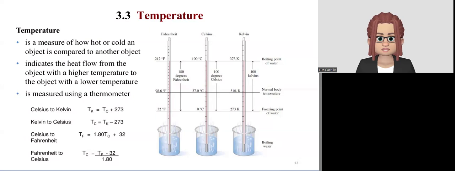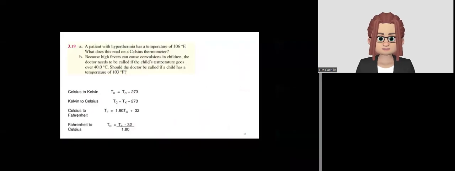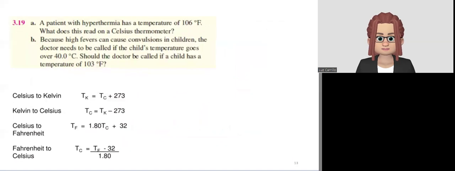Instead of doing temperature conversions by stating a particular value for a measurement and then changing it to another one, I'm going to do application problems. Let's explore these. I'm now going to go over problem 3.19 from the textbook. Specifically, I'm going to do letter A.